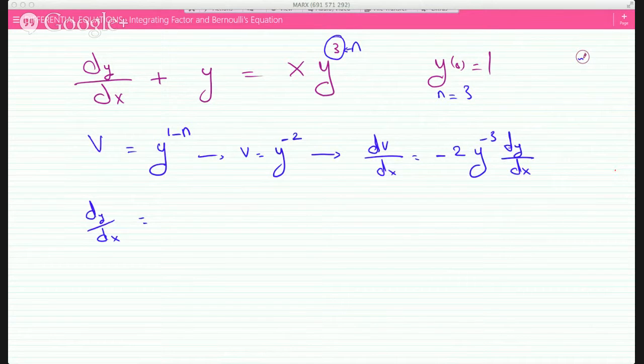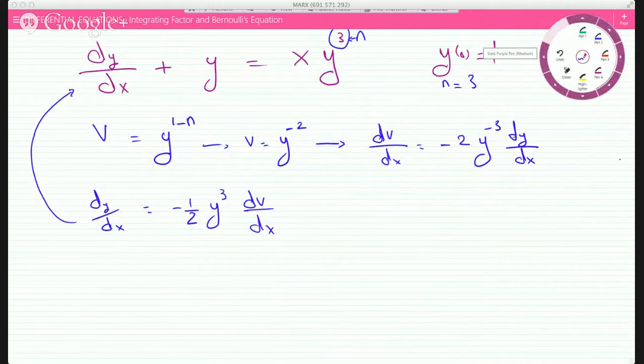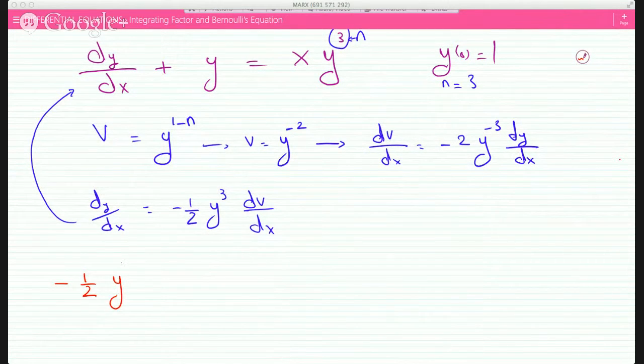So dy over dx becomes minus 1/2 y cubed times dv over dx. And now we're going to plug and chug into the differential equation. So we're going to plug this there, and we will get minus 1/2 y cubed dv over dx plus y.